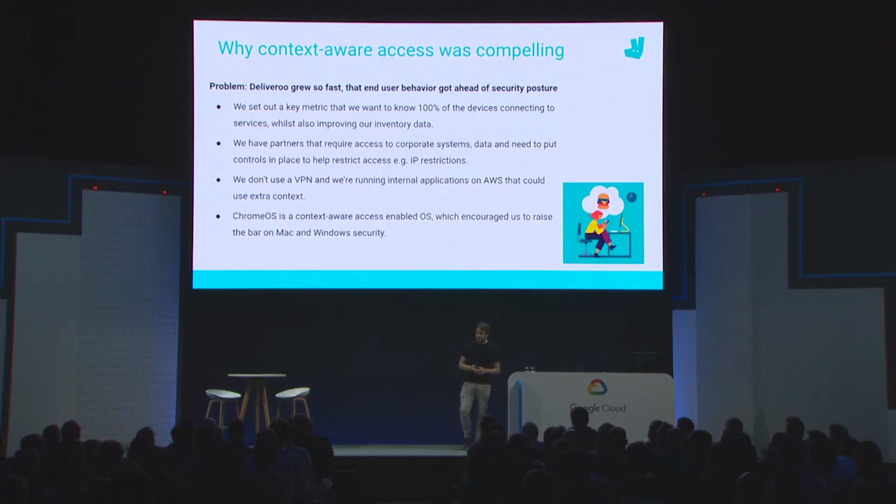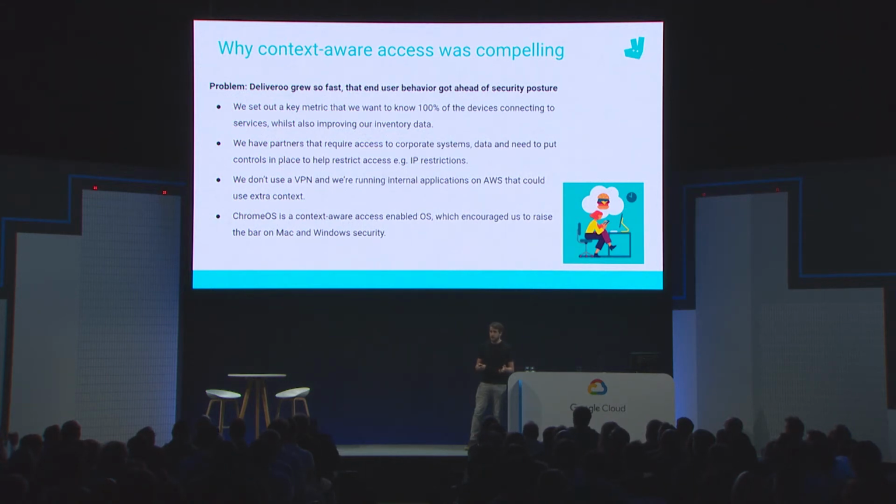So context-aware access was compelling to Deliveroo for 4 main reasons. One of them, we set out a key metric that we wanted to know 100% of the devices are connecting to our services. And if you think about it right now, if someone tried to use their personal laptop to access G Suite services, would you know about it? And it's a perfectly good question to ask, especially from the security point of view.